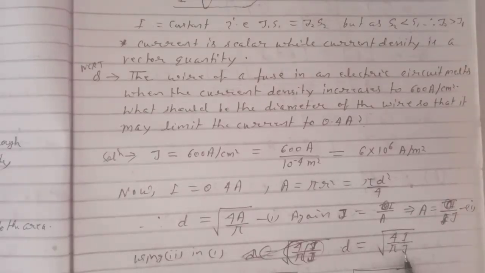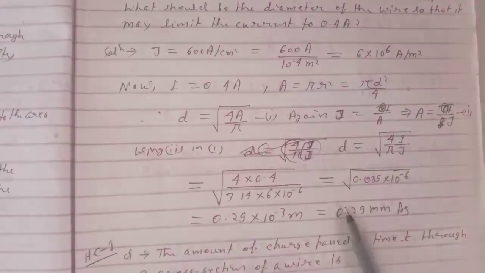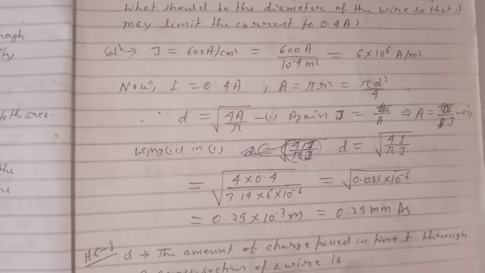So d equals under root 4 I by pi j, which is 4 into 0.4 by 3.14 into 6 into 10 to the power 6. That gives under root 0.085 into 10 to the power minus 6, which is 0.29 into 10 to the power minus 3 meter, or 0.29 millimeter should be the diameter. So the diameter of the wire should be of this value.